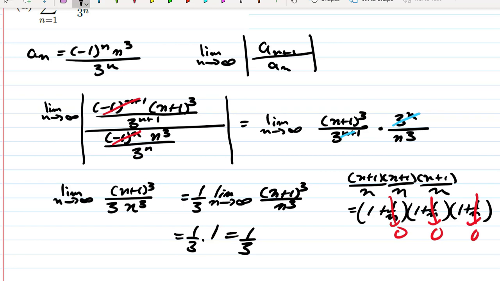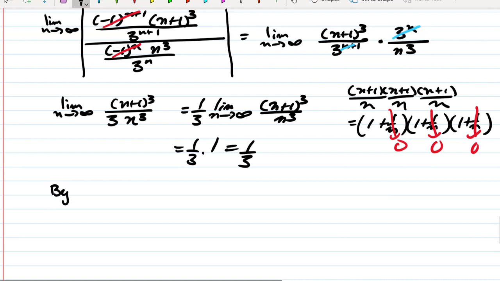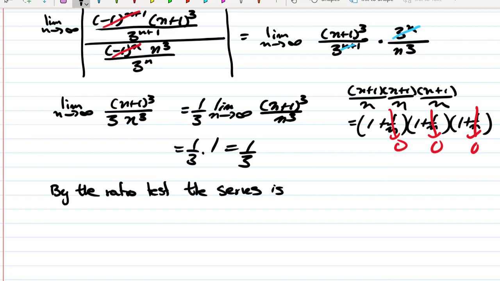So if that's the case, then by the ratio test, the series is absolutely convergent.